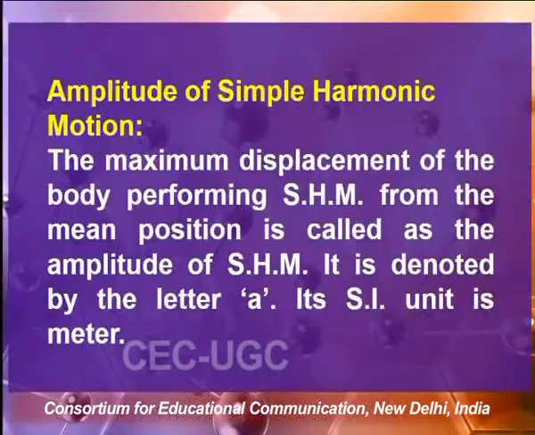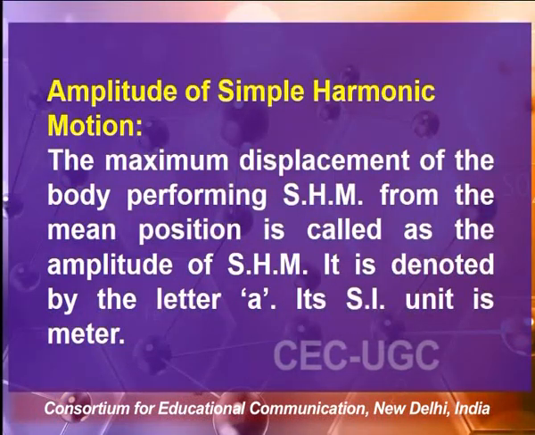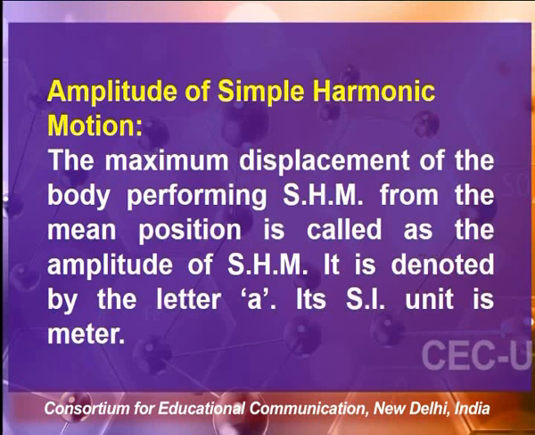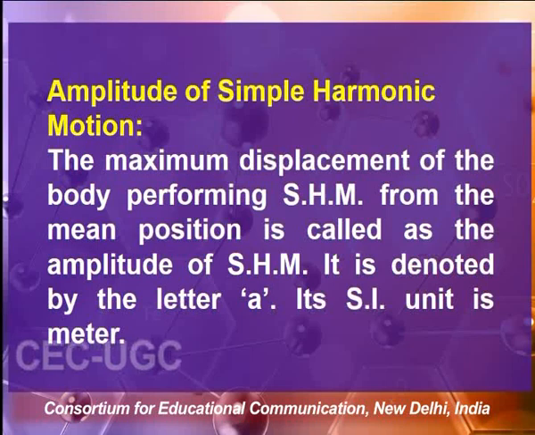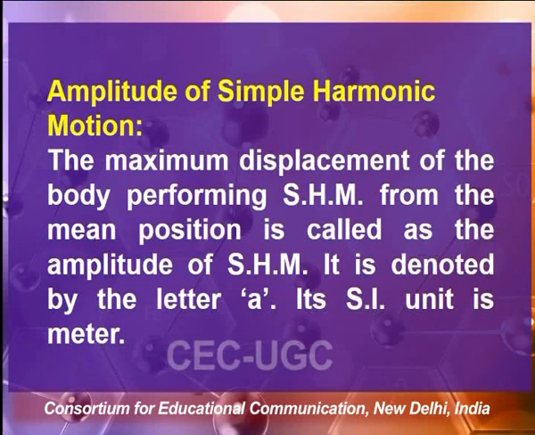The second terminology we use in simple harmonic motion is amplitude. The maximum displacement of the body performing simple harmonic motion from the mean position is called the amplitude of simple harmonic motion, and it is denoted by the letter A, sometimes capital A also, and its SI unit is meter.